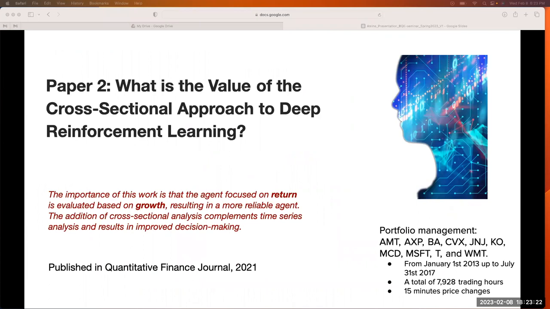Now we will talk about paper 2, where we addressed some additional issues for more realistic portfolio management.